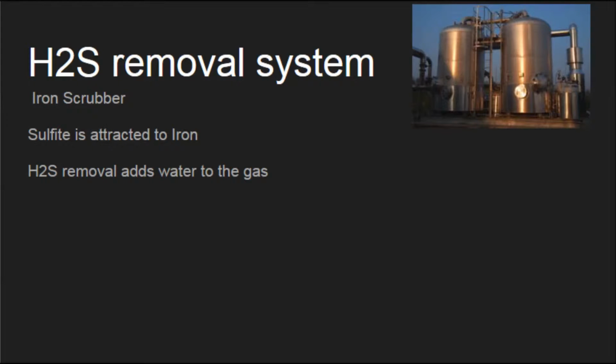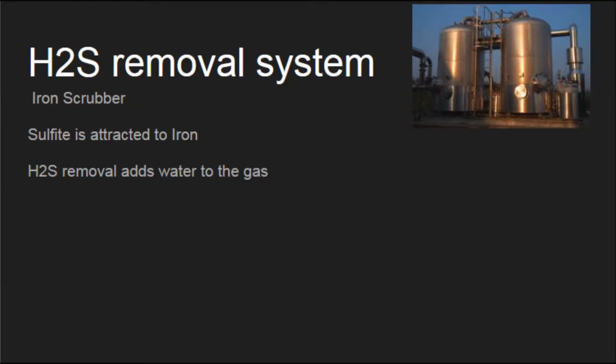Now, this chemical equation also has a side effect, which is it adds even more water vapor to the gas. So next, Adam's going to talk about what we're going to do with this gas, and after that, I'll talk about how we remove this dangerous water.